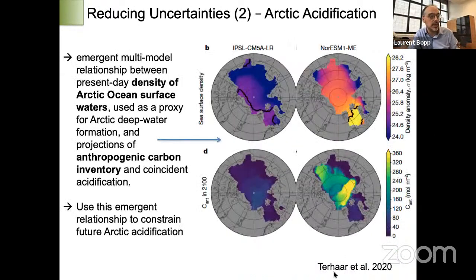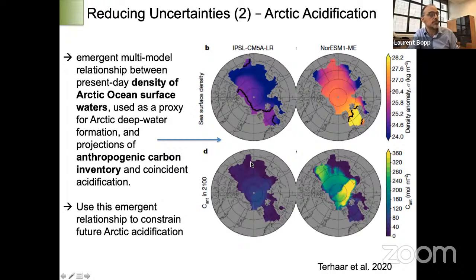And what Jens Terhaar did in this paper, 2020, is that he basically found the mechanisms, the reason why the models differ in the coming decades in terms of anthropogenic carbon storage in the deep Arctic. And that's what you have here, contrasting two models. Maybe we look at the bottom panels first.